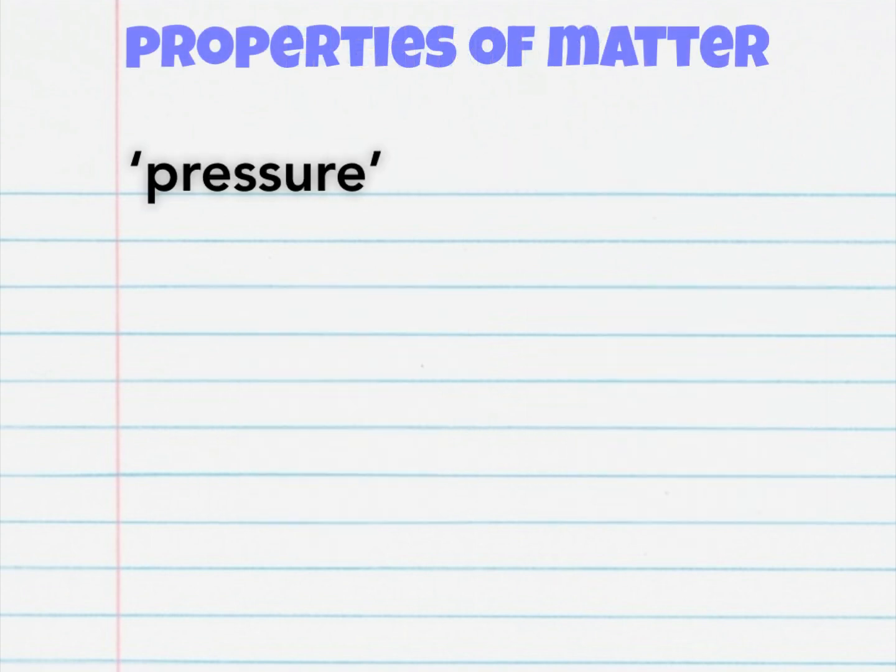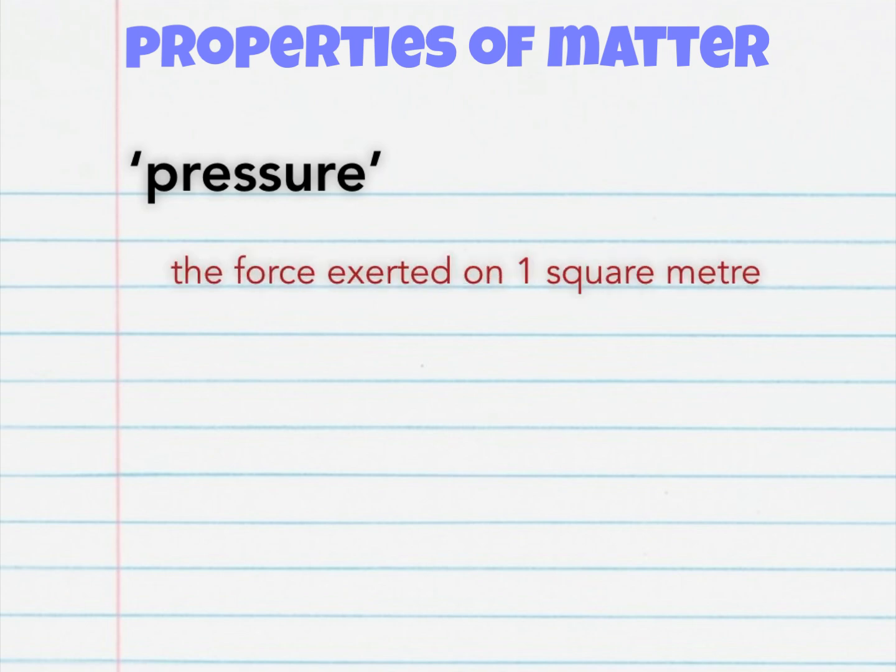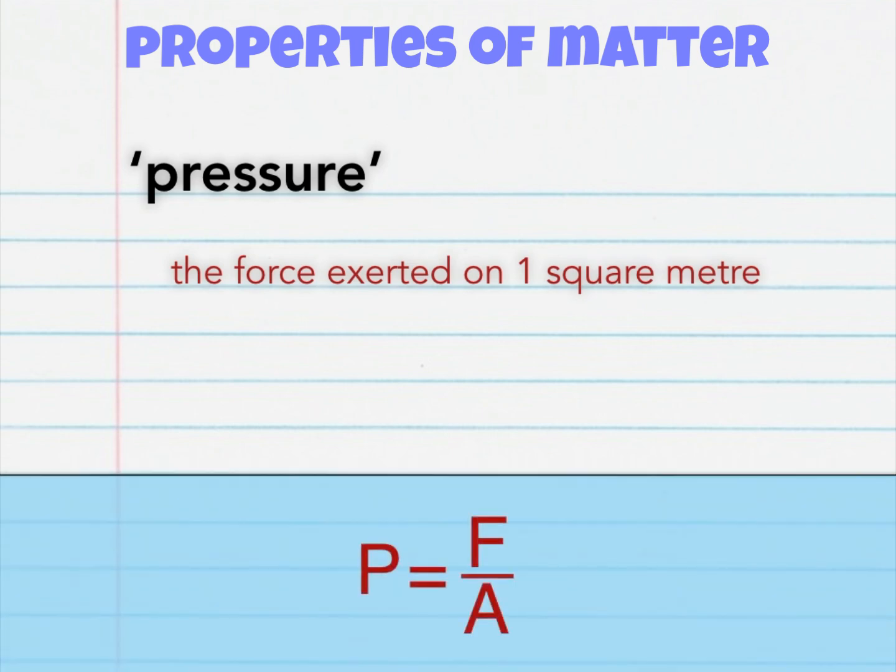Pressure. In this video, 4 out of the 5 definitions can be worked out from an equation, and this is one of them. So, pressure is the force exerted on 1 square metre. And this is the equation which can help you remember that. Pressure P is equal to the force F divided by area A, remembering that the unit for area is the square metre.